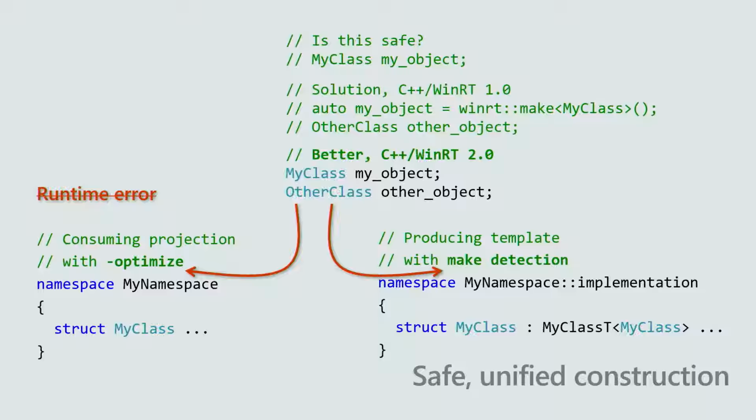The second thing that we've added is what we call make detection. And so we've now got some machinery under the hood that detects whether you're properly using that make function template or whether you've mistakenly tried to allocate that implementation object on the stack. And the result of that is that we've traded a runtime error for a compile time error. Now you'll end up with a static assertion that says, no, you can't do that. You need to use make.